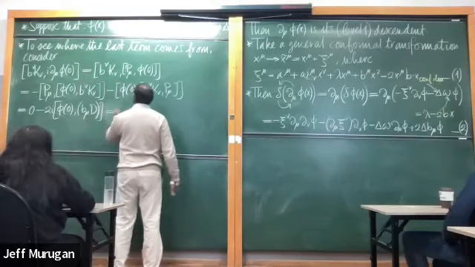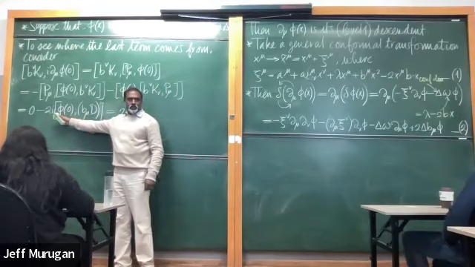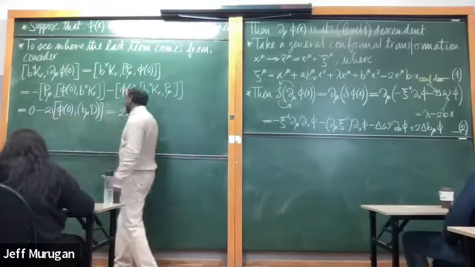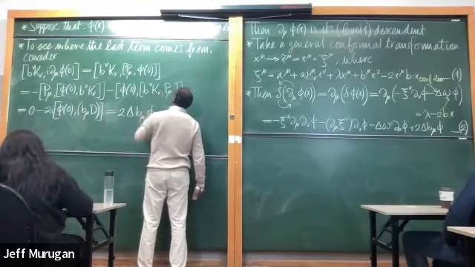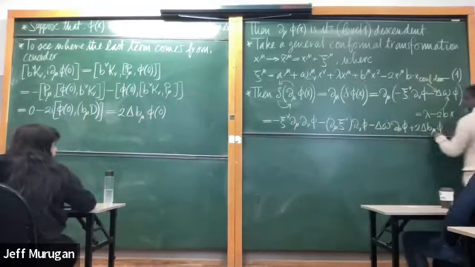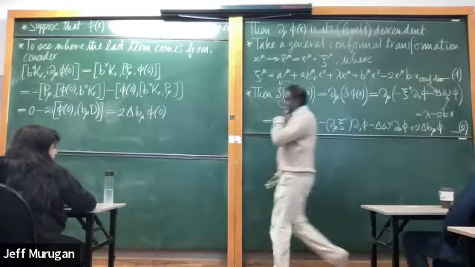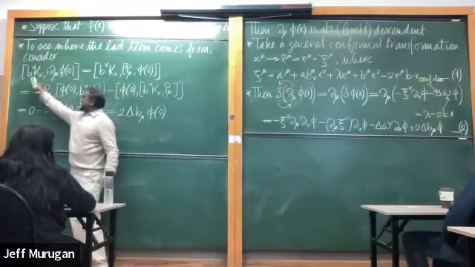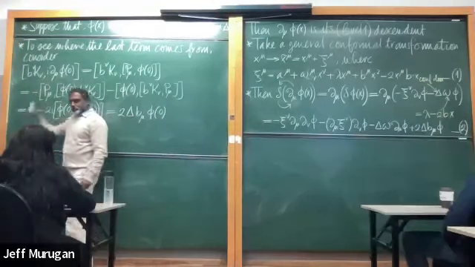So this is just 2 delta, because this acts on this, we pull out its conformal dimension. The conformal dimension is delta. 2 delta b mu phi of naught. And this is precisely this term here. So that's where this term arises from. It comes from the action of the special conformal transformation on the descendant operator.